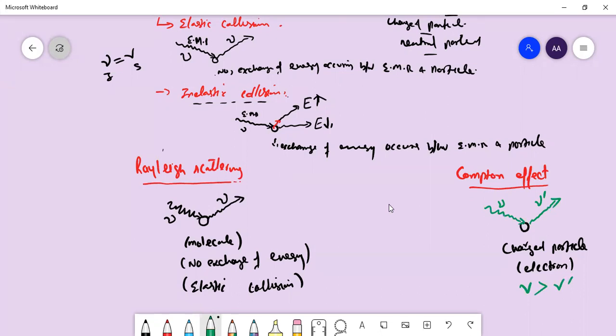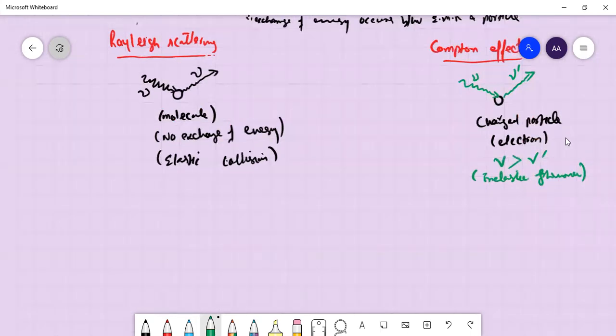So here I can say that the Compton effect is an inelastic phenomenon, meaning there is energy exchange between the electromagnetic radiation and the particle. The particle is an electron, which means it's a charged particle. So you should keep these two phenomena in mind: what we mean by Rayleigh scattering and what we mean by the Compton effect.